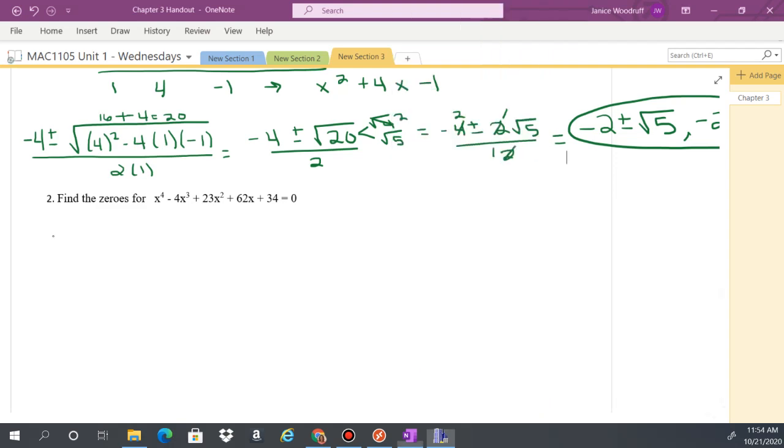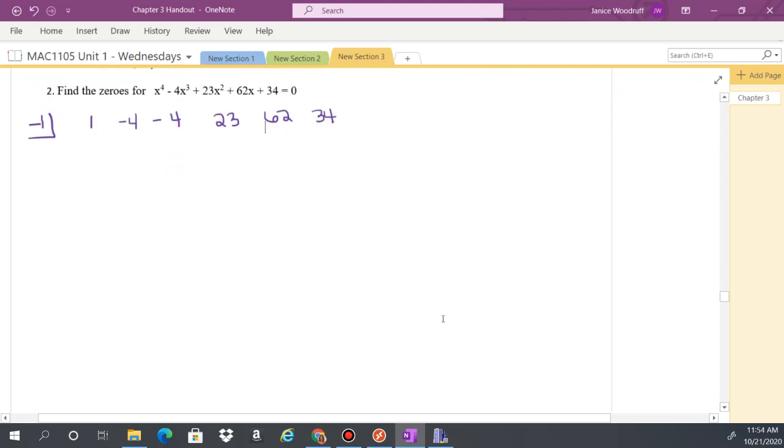Okay, so take the -1, multiply it out. Okay, so let's see. Check the exponents. We're going in descending order. We're okay. So we've got 1, -4, -4, 23, 62, and 34. Ooh, thank you for catching that. That would have messed us up. All right.